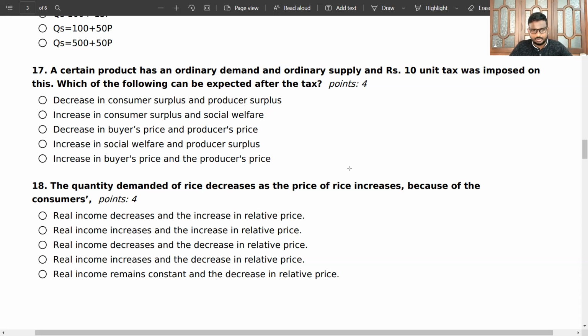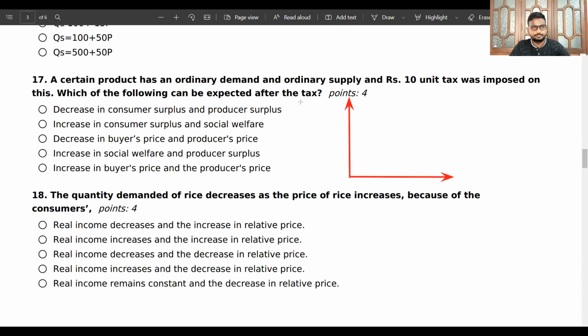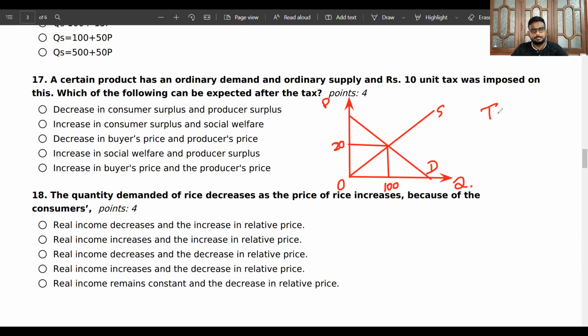Let's just draw the graphical presentation of the market before tax. It might look like this: supply, demand, zero, price, the quantity axis, and then you have the equilibrium point. There you have the equilibrium price. There you have the equilibrium quantity. Just a rough depiction. So let's say the equilibrium price at first is 20, the quantity is 100. And a 10 rupee worth of tax is being imposed. That's what's given in the question also.